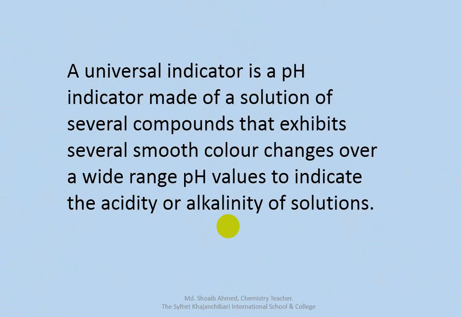A universal indicator is a pH indicator made of a solution of several compounds that exhibits several smooth color changes over a wide range of pH values to indicate the acidity or alkalinity of a solution.